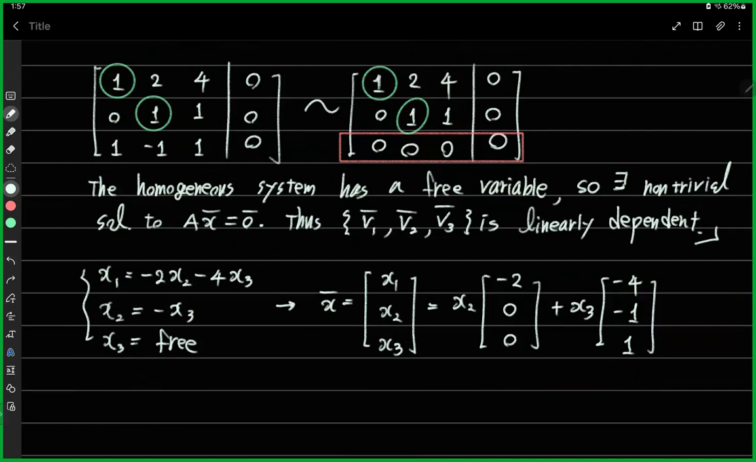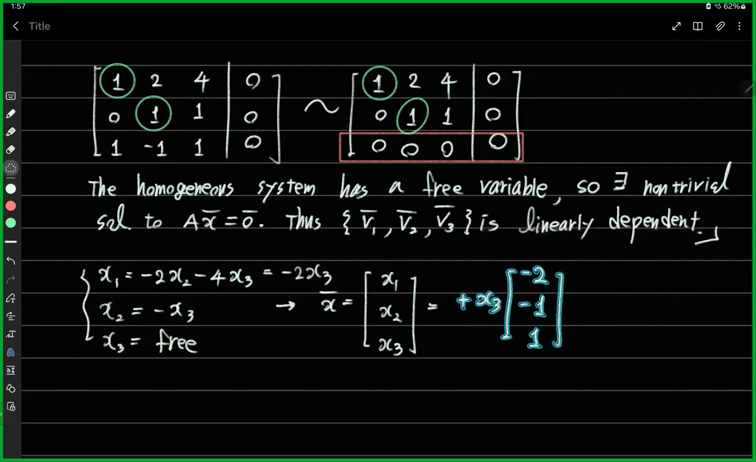Oh, yeah, right. So this should be just 3. Yeah, this is right, right? Oh, no. Oh, yeah, this is equal to plus 2 times, minus 2 x3, right? Sorry. So this is minus 2. Yeah, this is right.